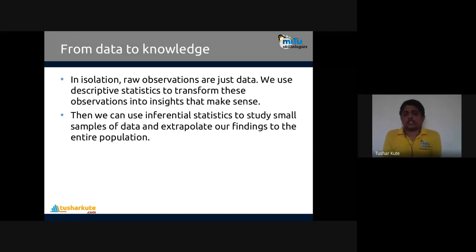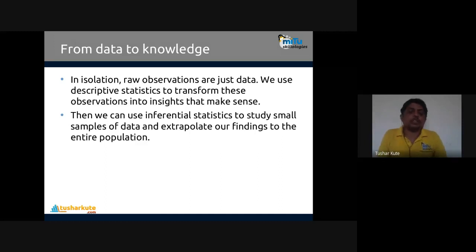Now in data science we have also talked about a common concept called data mining. So what is data mining? Data mining converts data into information, and information is converted into knowledge. Remember, so here we have data to knowledge. In isolation, raw observations are just data. We use descriptive statistics to transform these observations into insight that makes sense.